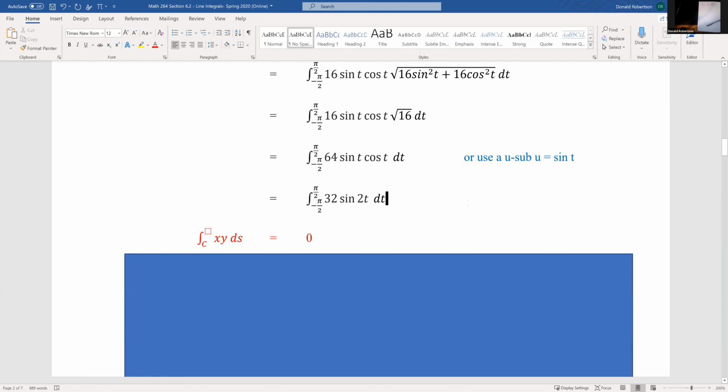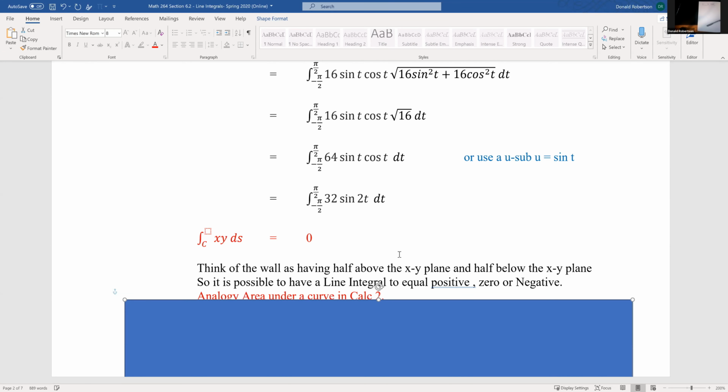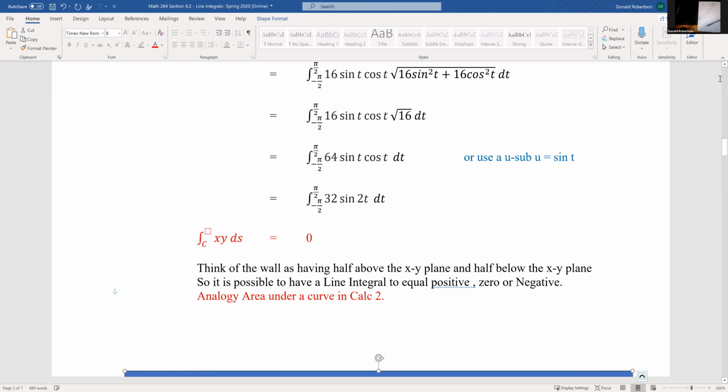Now, I said the analogy is like area above the curve, right? What's happened is, if you imagine this as being a curved fence, half the fence is above the x-axis and the exact same amount of fence is under the x-axis. So the areas essentially cancel out and you get a 0. So it's okay to get a 0 in these questions. There's an example of it happening. Or maybe that didn't freak you out. You're kind of used to weird numbers happening in calc. And that's my little analogy there.